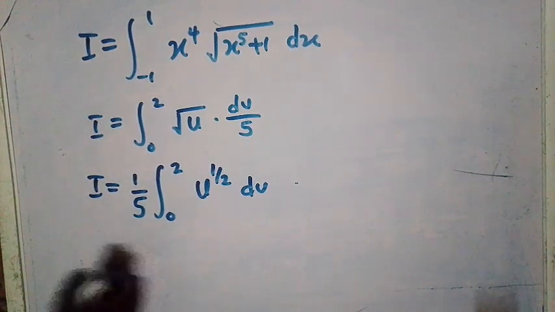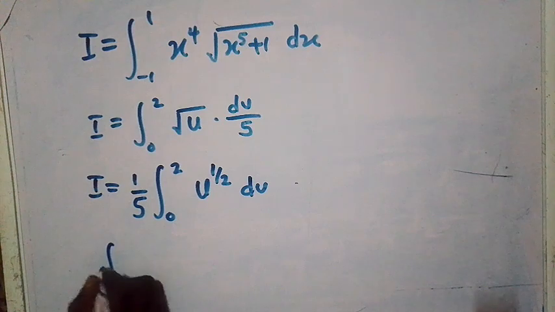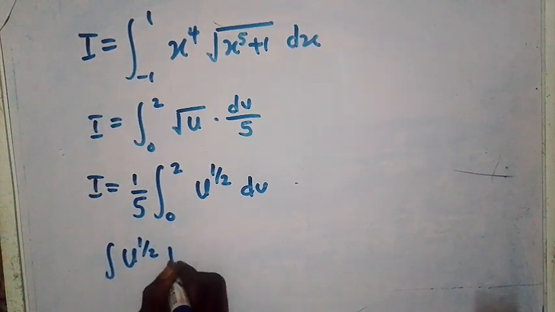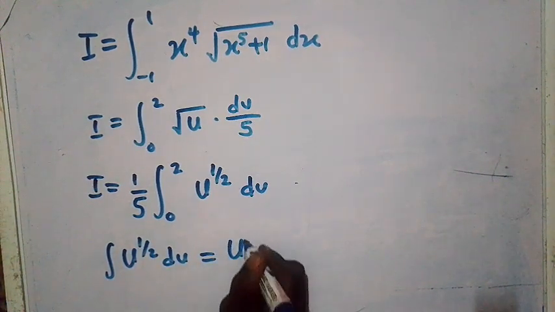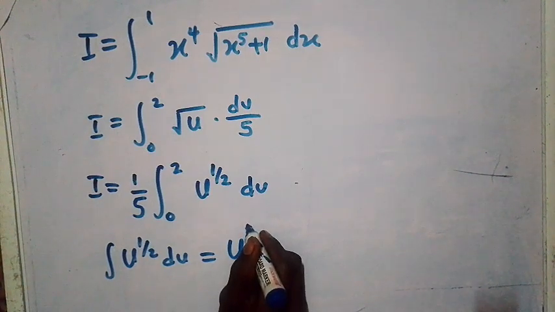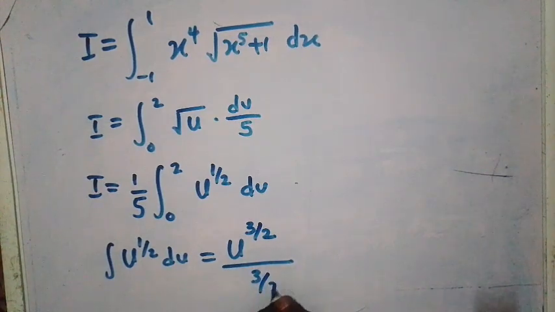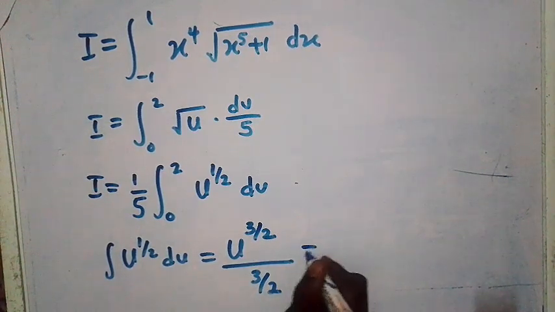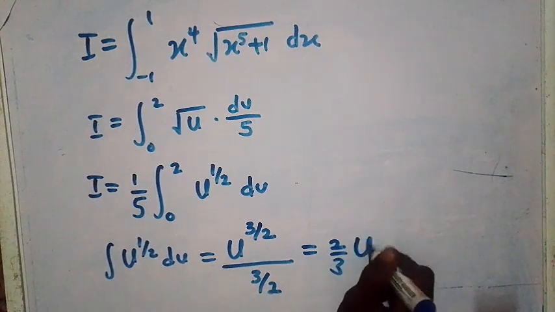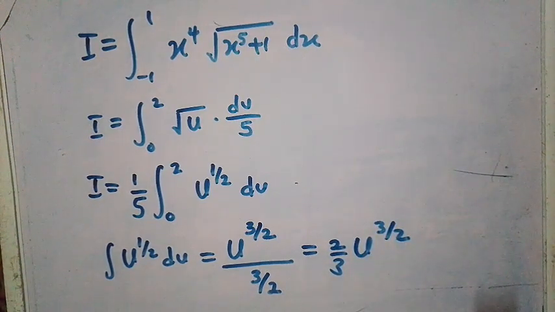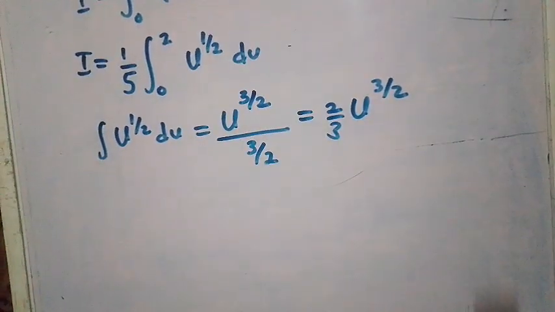If we integrate this one out, the integral of u raised to the power 1 over 2 du will be equal to u raised to the power 3 over 2 over 3 over 2, which will be equal to 2 over 3 u raised to the power 3 over 2. Using the algebraic formula, a raised to the power n plus 1 over n plus 1.